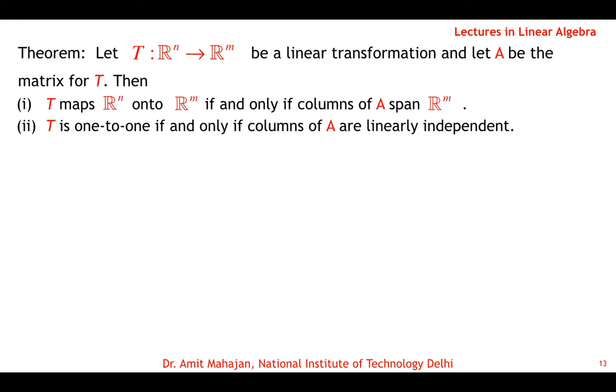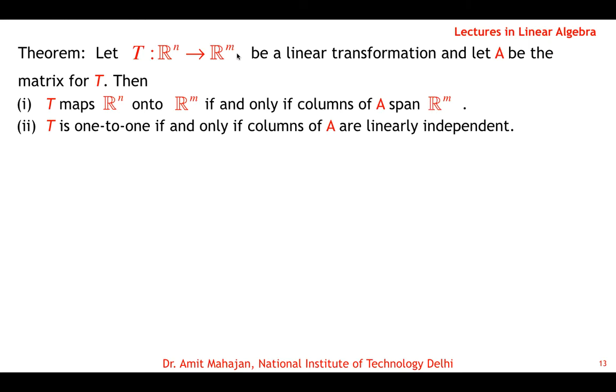Okay, so the second theorem. Let T be again a linear transformation from Rn to Rm, and let A be the matrix for the transformation T. Then the mapping T from Rn is onto Rm if and only if the columns of A span the whole of the codomain. So a mapping will be called onto if the columns of A span the codomain.